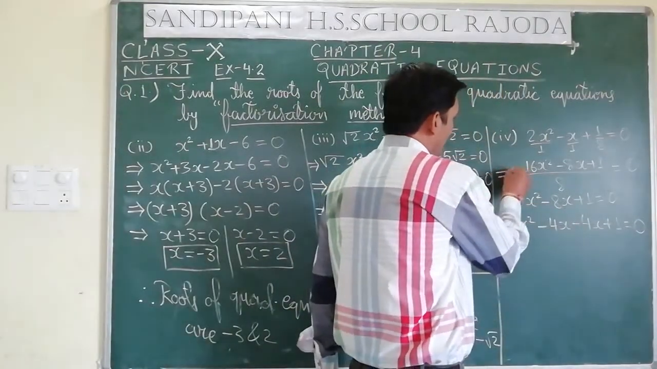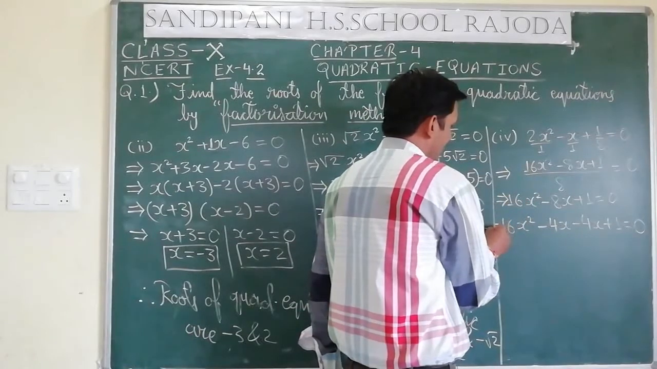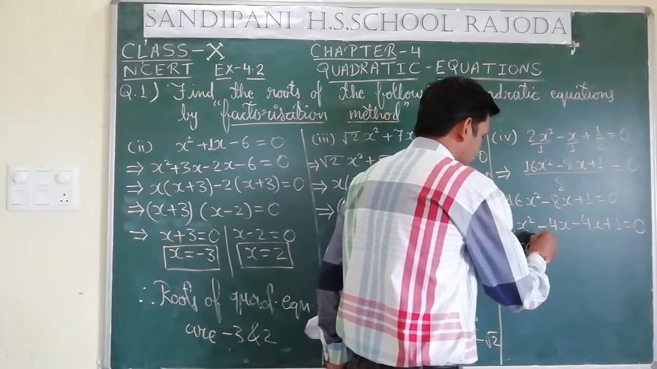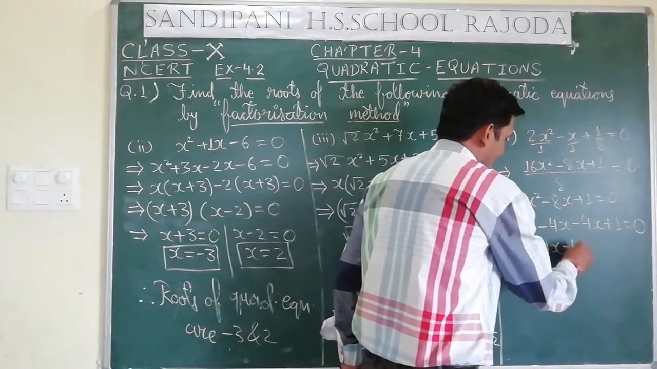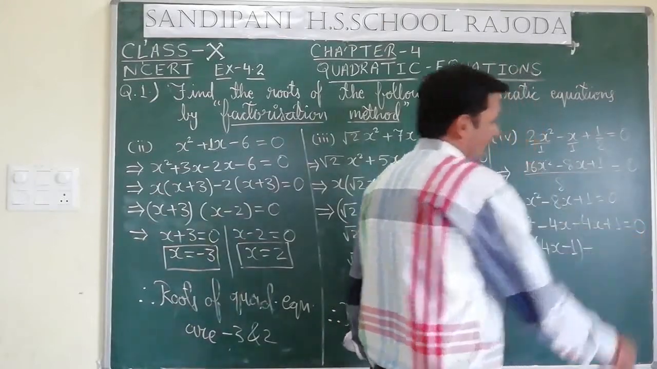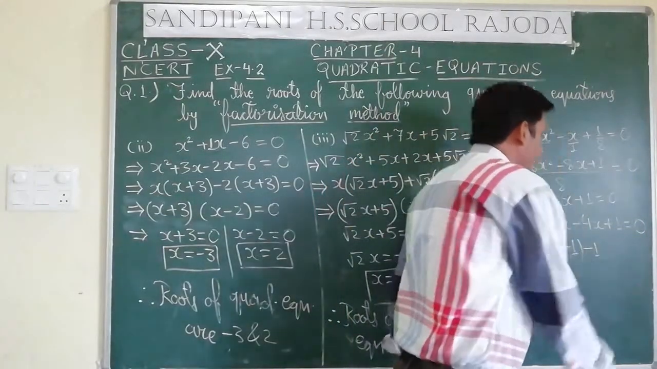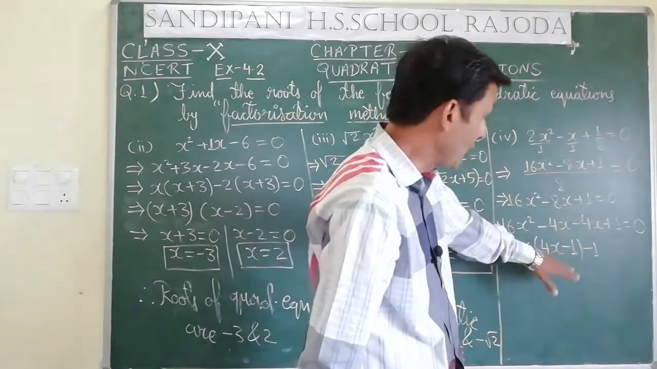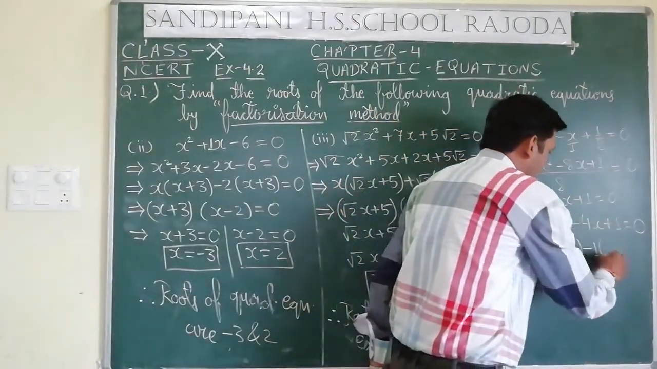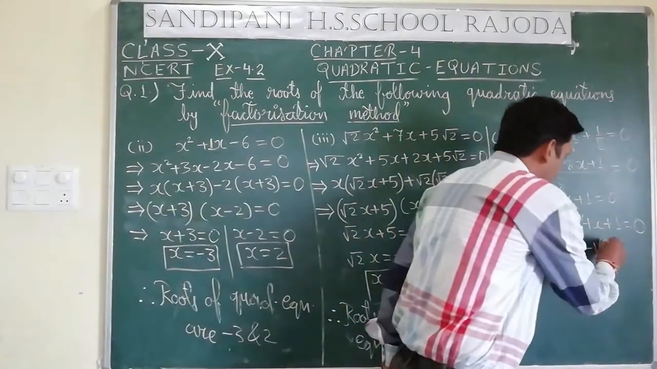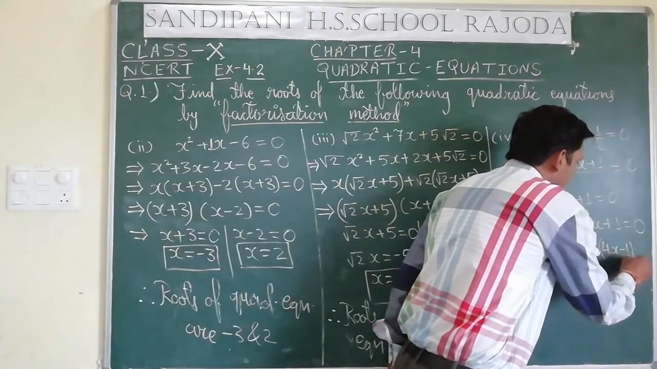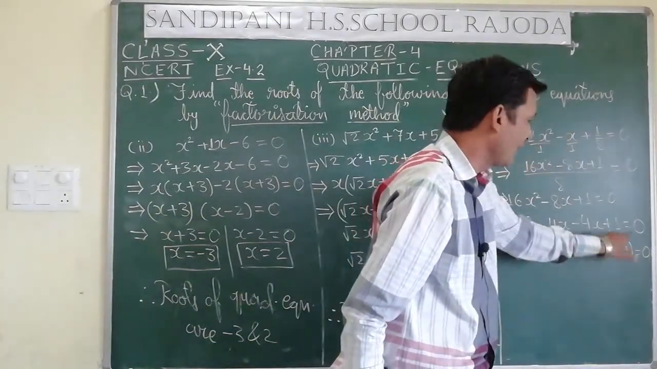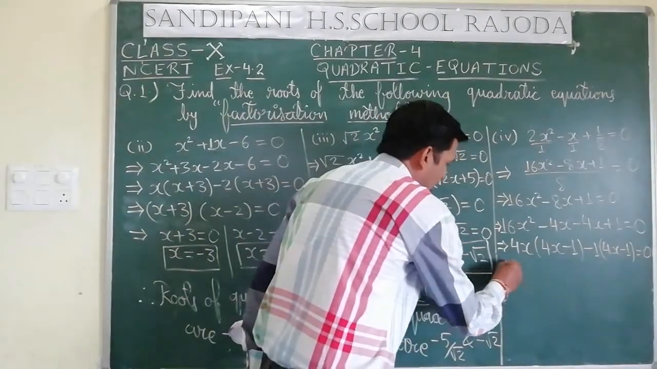Now, you may take here common 4x. 4x is common here. If you take 4x common, then the remaining term is 4x minus 1. If you want to take any term common from here, you will have to take negative 1 here. Why is it so? Because the required bracket term should be 4x minus 1. So for that we have taken here minus 1 common. So it will be minus 1 into 4x minus 1 is equal to 0. Then only it will be plus 1. Minus into minus is plus, and 1 ones are 1. Now 4x minus 1 is taken common.